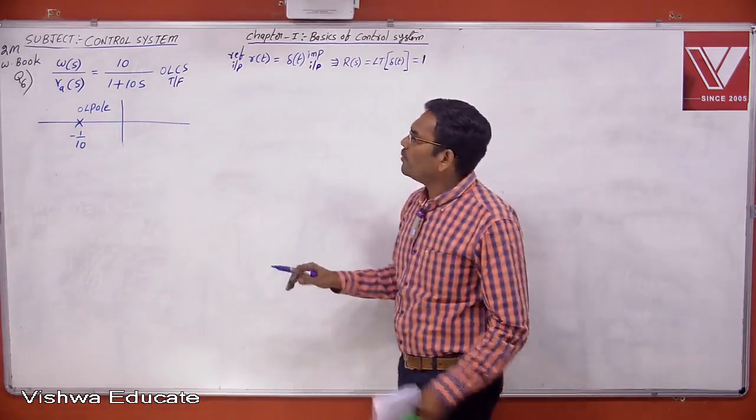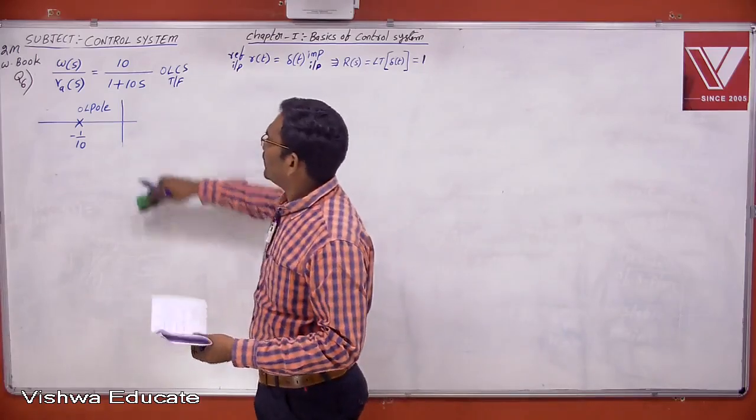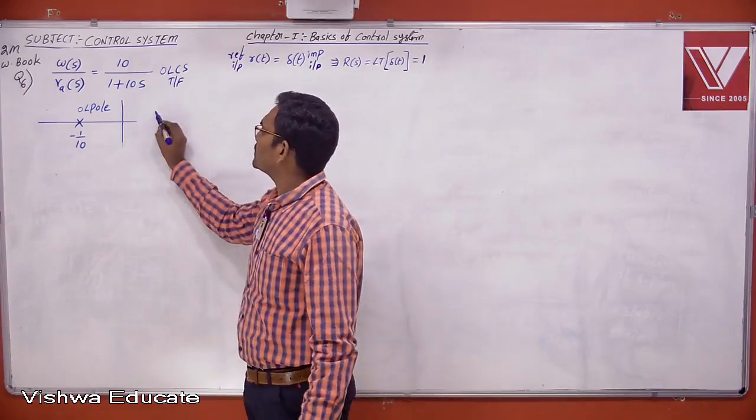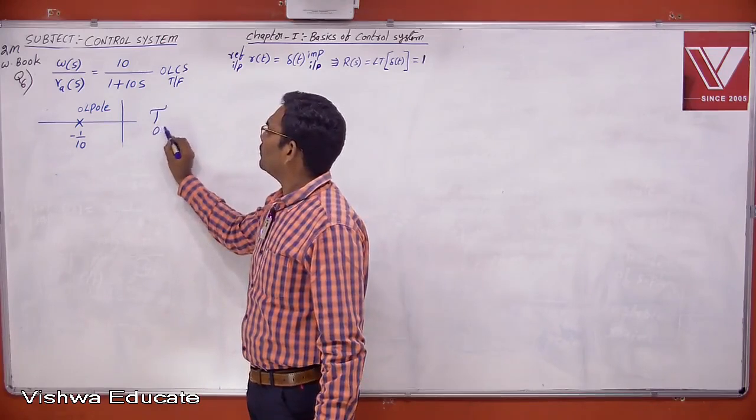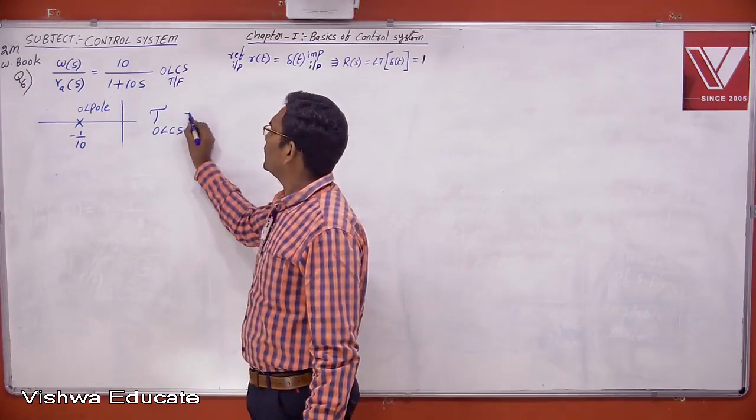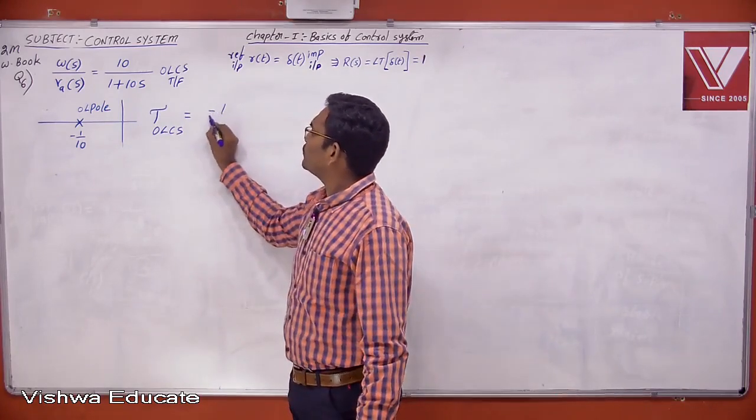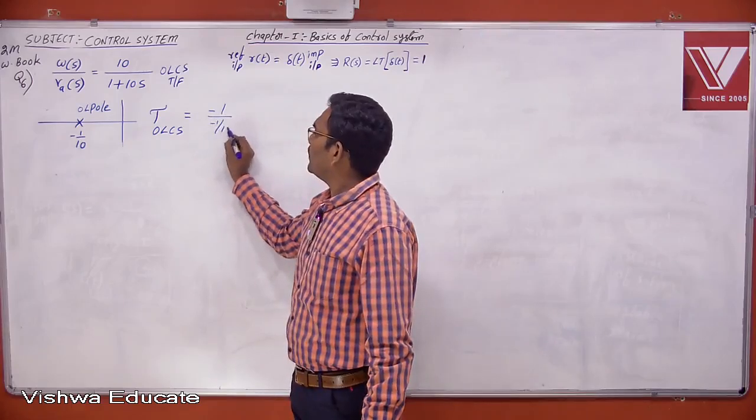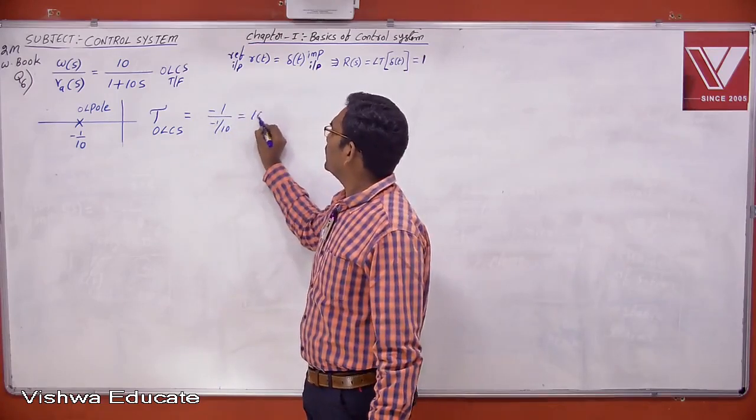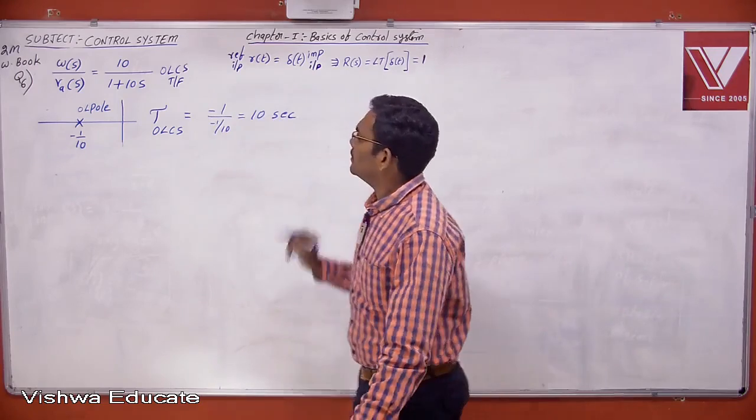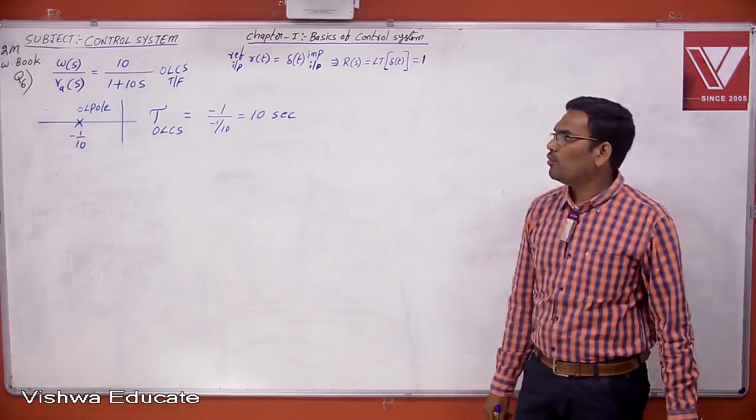Now you find the open loop control system time constant. What is the time constant of the open loop control system? The time constant is equal to minus of 1 by minus 1 by 10, which is equal to 10 seconds. This is the time constant of the open loop control system.